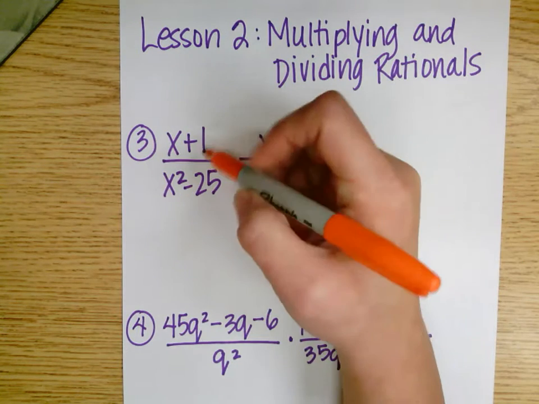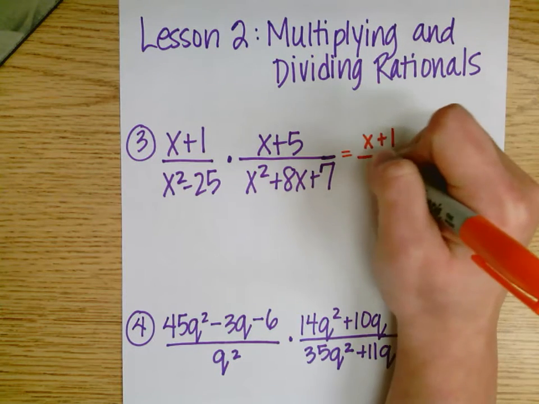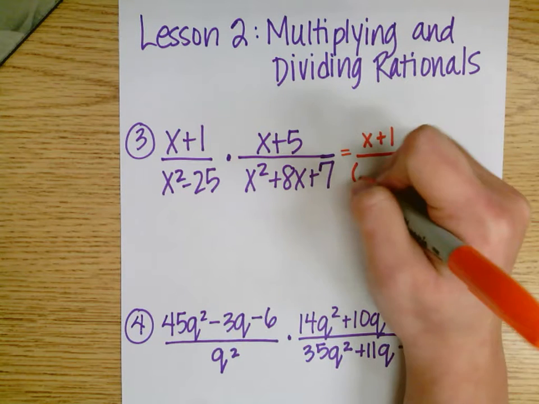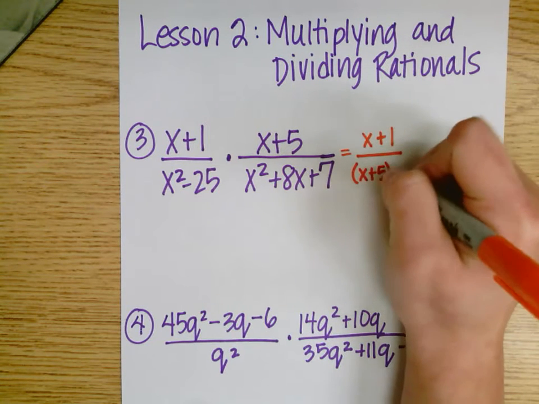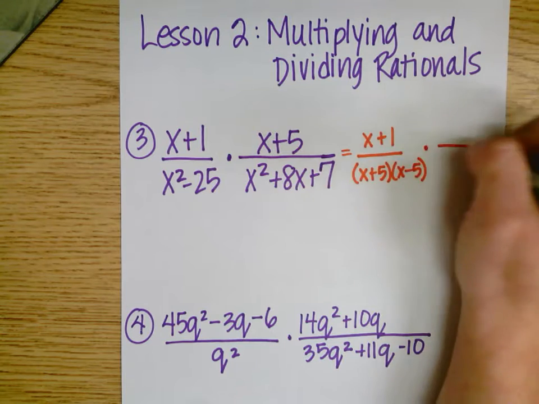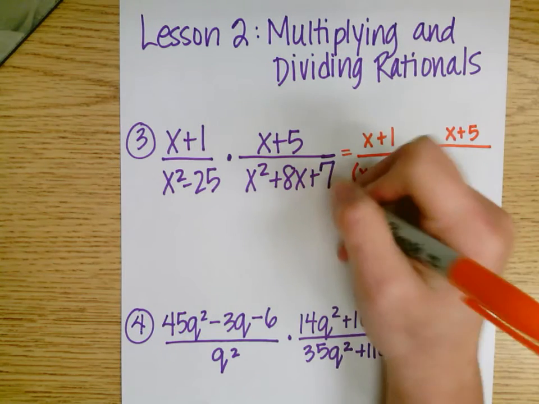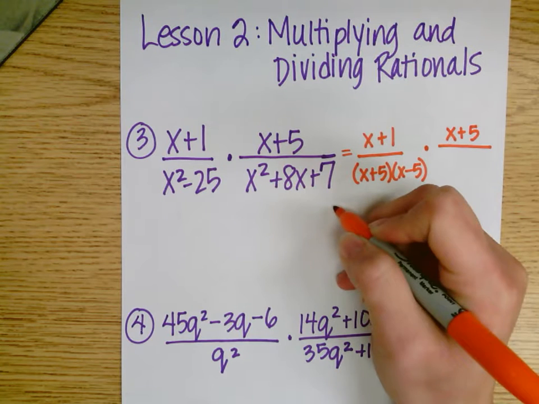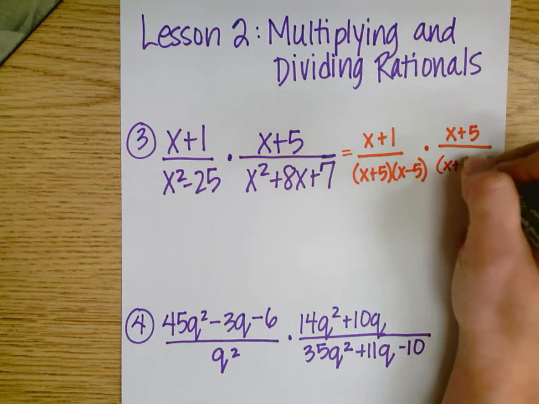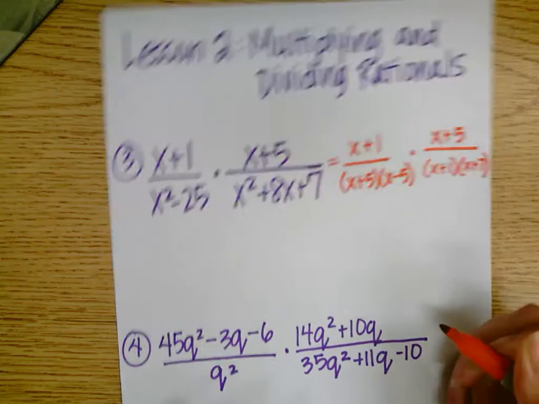X plus 1 doesn't factor. You could factor out a 1, but that's not going to change anything. Here, x squared minus 25, that's going to factor to x plus 5 and x minus 5. X plus 5 doesn't factor. But here, this does factor. Two numbers that multiply to give me 7 and add to give me 8 are 1 and 7. Alright, so I factored everything.